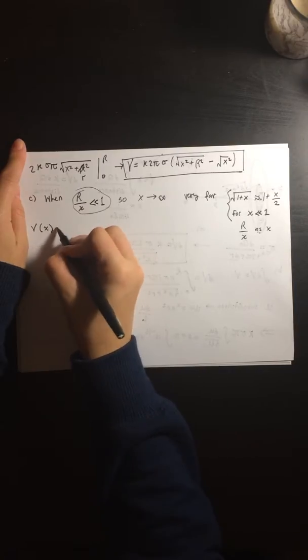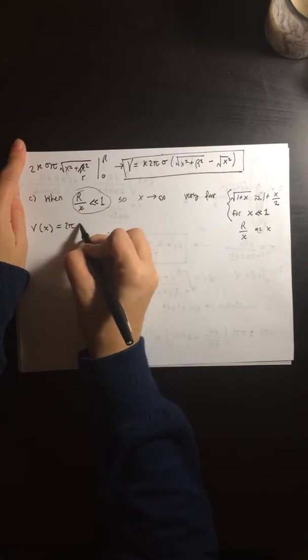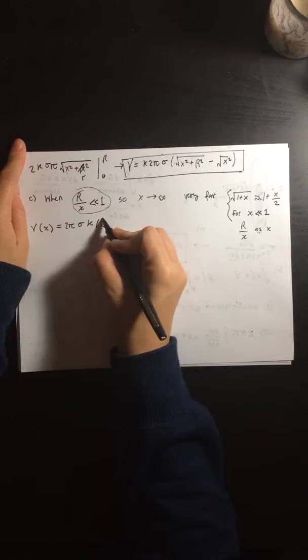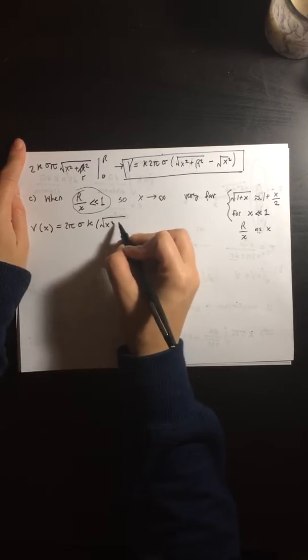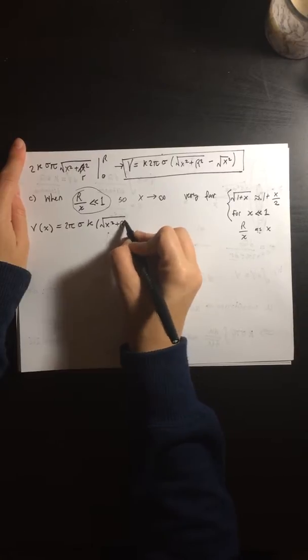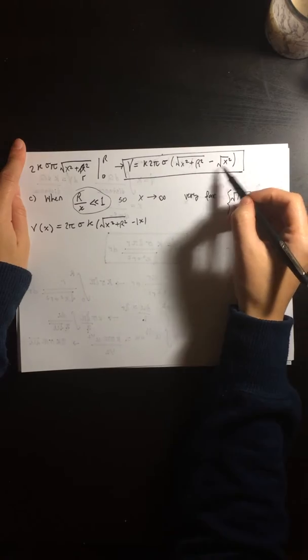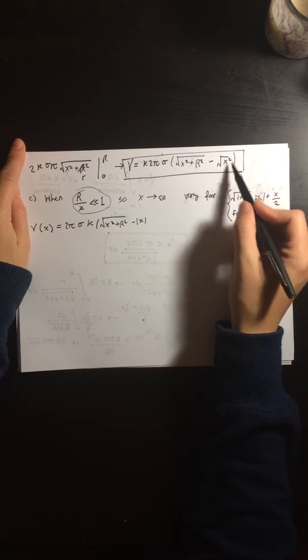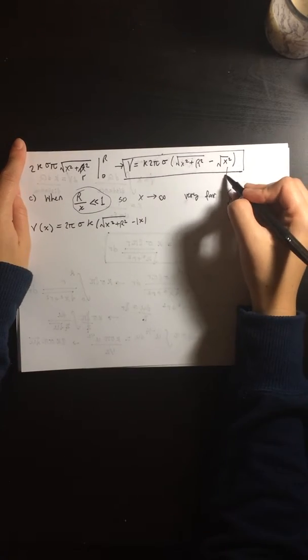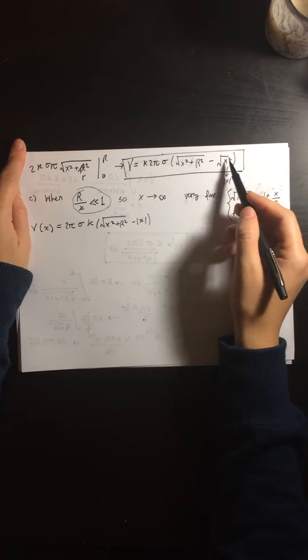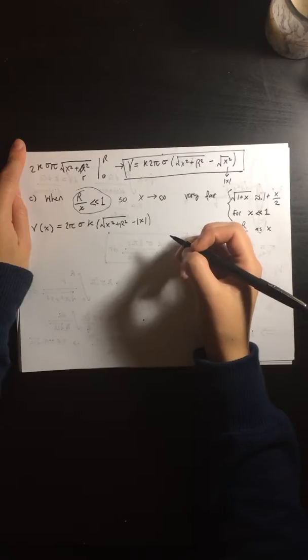So v of x is equal to 2 pi charge density k, and I'm just rewriting it because we're going to be reusing it, the square root of x squared plus r squared minus, this is really going to simplify down to x, so you can adjust that over here. Sorry that I didn't do that before. It's really going to be the absolute value of x, because this is really equal to negative or positive x.